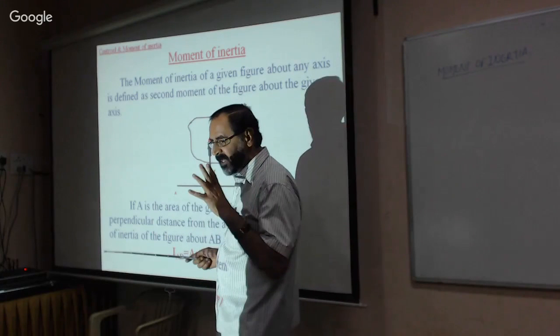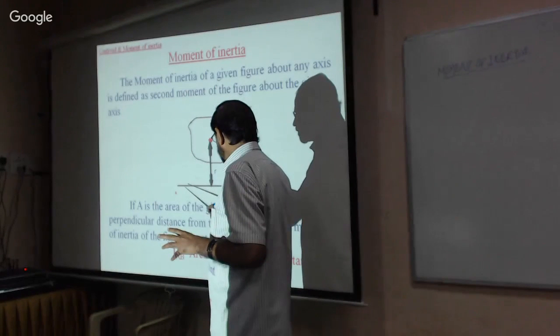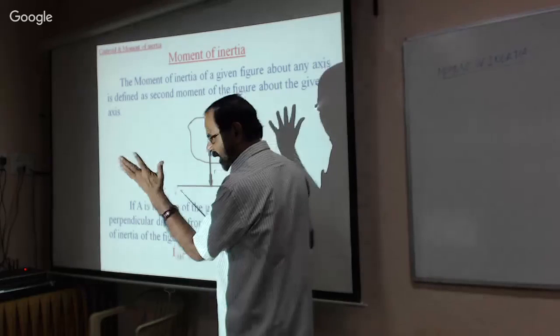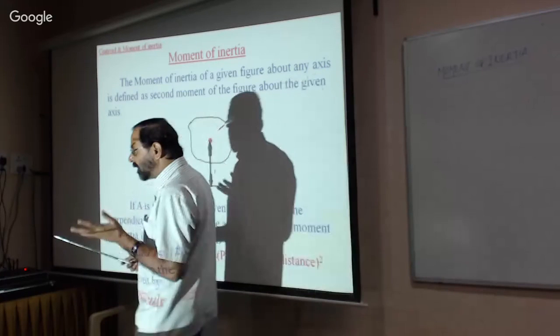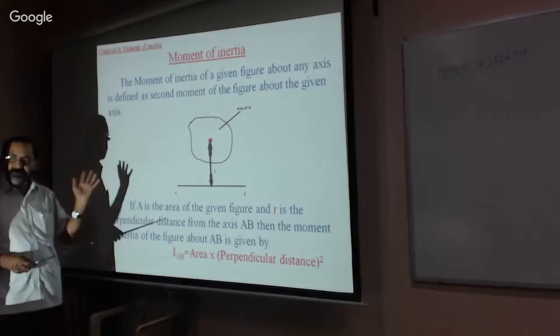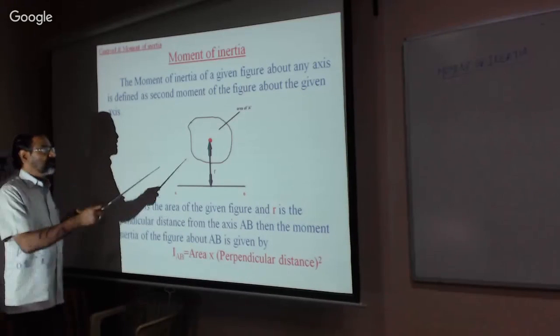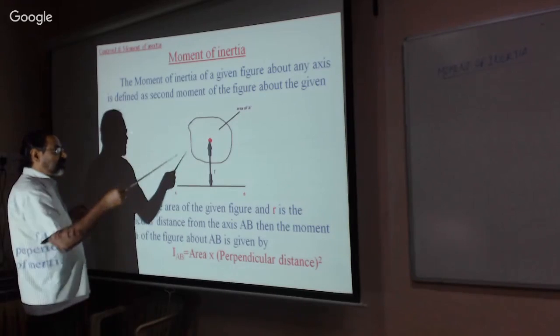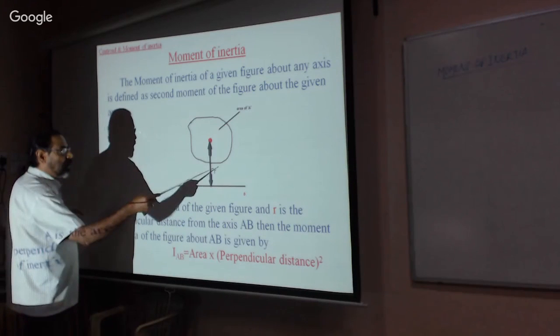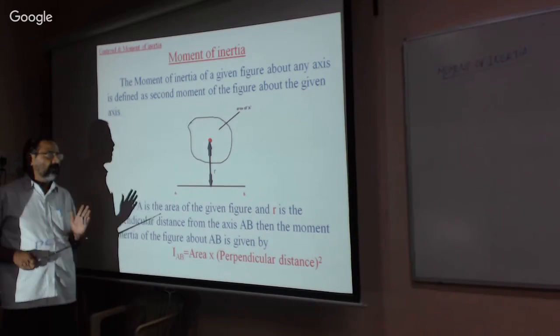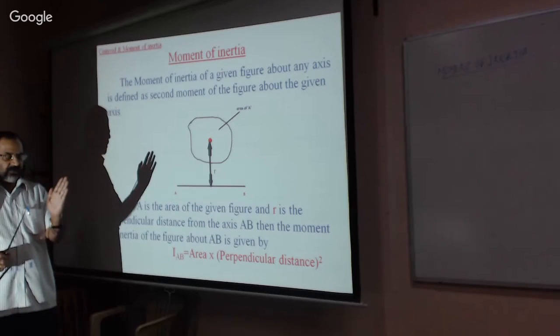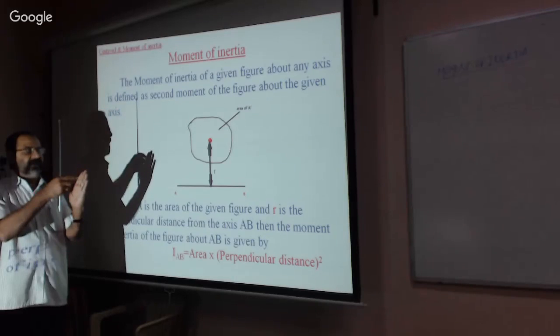So it means that with respect to this axis, how the section behaves. Now, with respect to this other axis, how this section behaves. Now, already I have told you that a beam has a rectangular section.